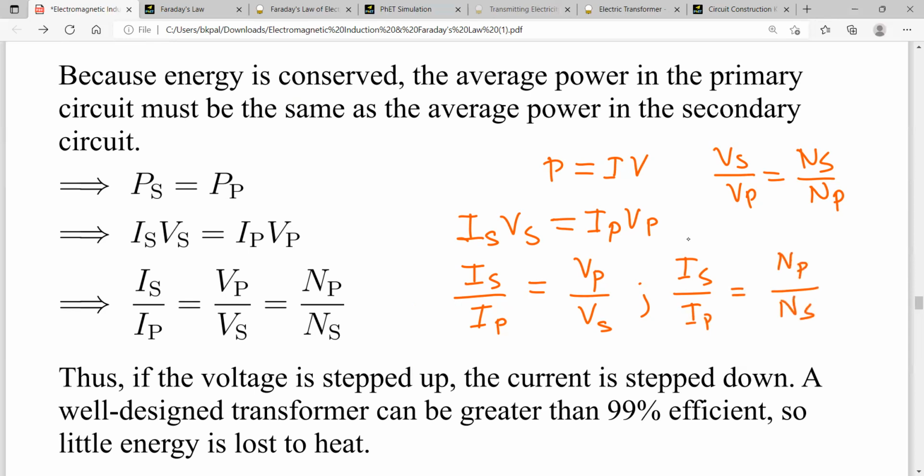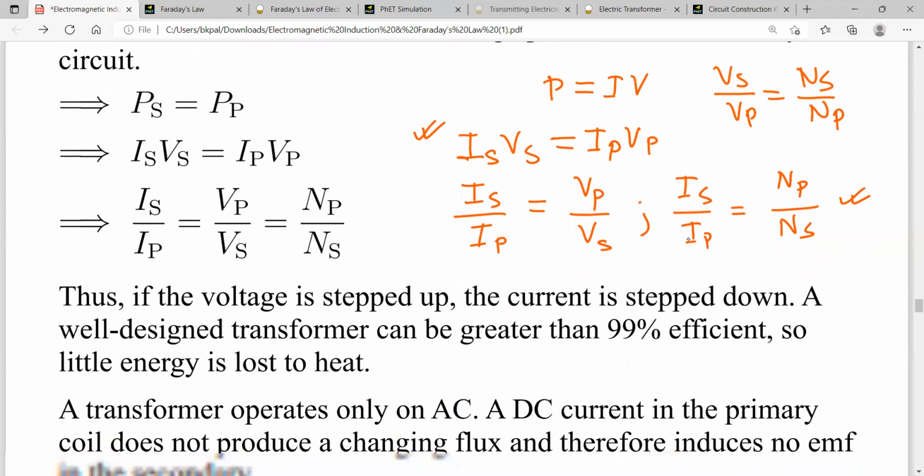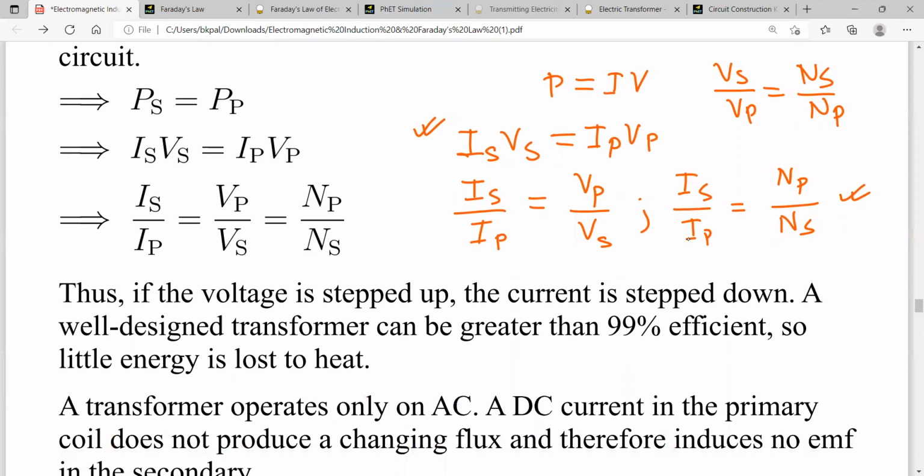This tells us that when the voltage is higher, the current is lower, and when the current is lower, the voltage is higher. Basically this equation tells us, and sometimes we need this equation to determine the current, that higher voltage means lower current, and vice versa.